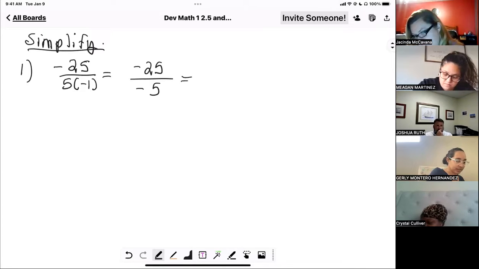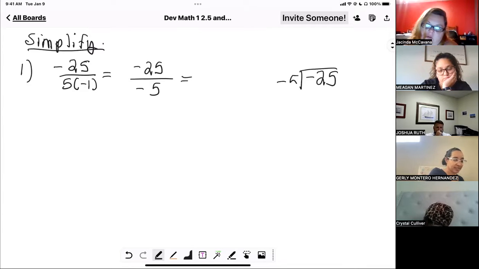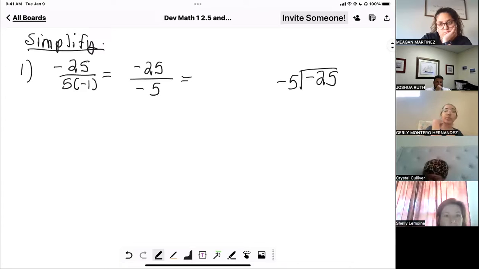Now, if you don't like looking at it as a fraction, you can always go to long division if that's what you prefer. It doesn't matter which one. But when you divide a negative divided by a negative makes a positive, so it's going to be a positive answer. And 25 divided by 5 is 5.